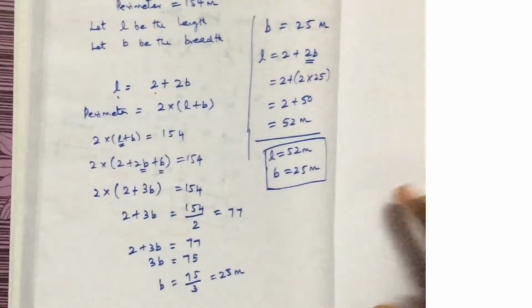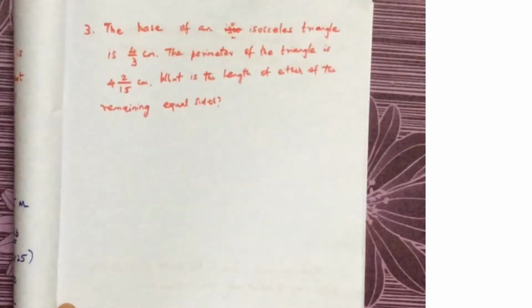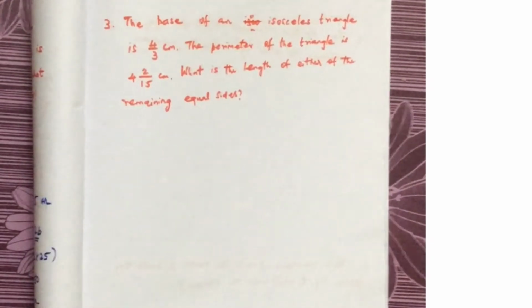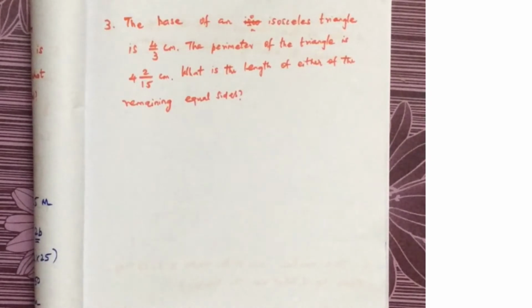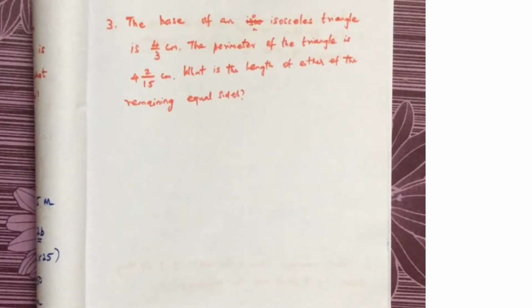Now we are going to see the third problem. The base of an isosceles triangle is 4 by 3 centimeter. The perimeter of the triangle is 4 2 by 15 centimeter. What is the length of the remaining equal sides?